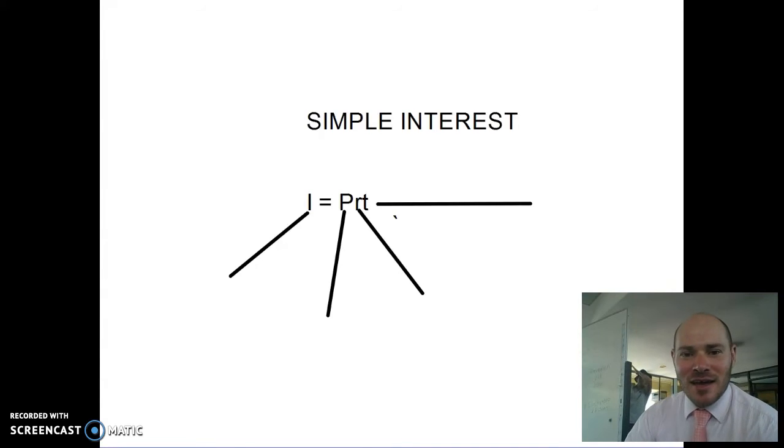Hello and welcome back. Today we are having a look at simple interest. As you can see, we've got our formula already here, where we've got I equals PRT. The easiest way to remember that is because it is in alphabetical order.